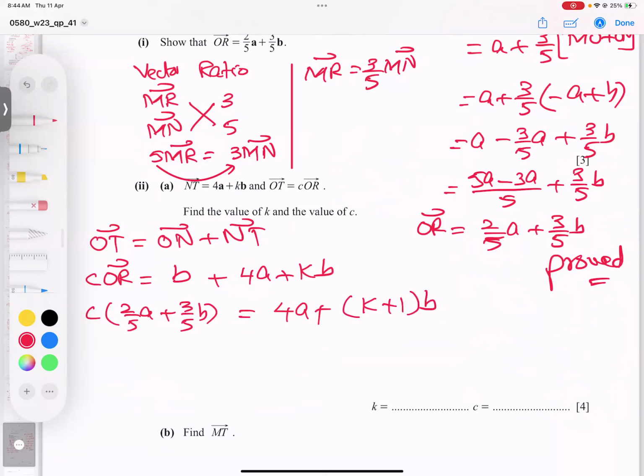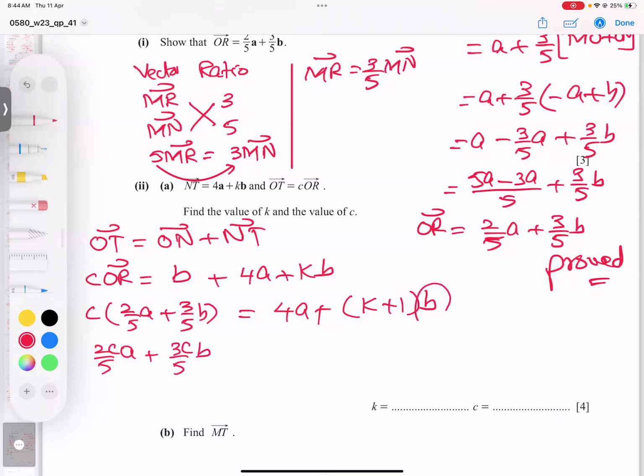I think done. Now this c multiply inside, I got 2 by 5 times c a, or 2c by 5 a separate. And c multiply here even, I can work like this, 3c by 5 into b.